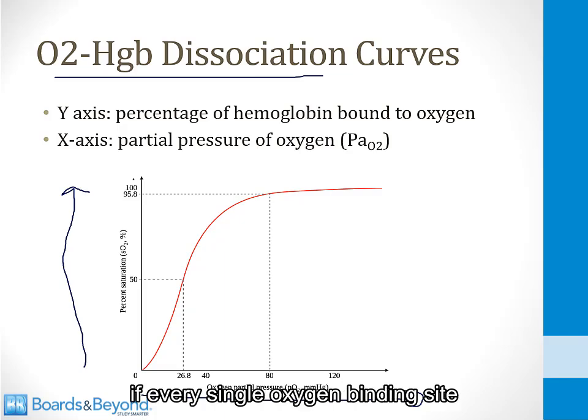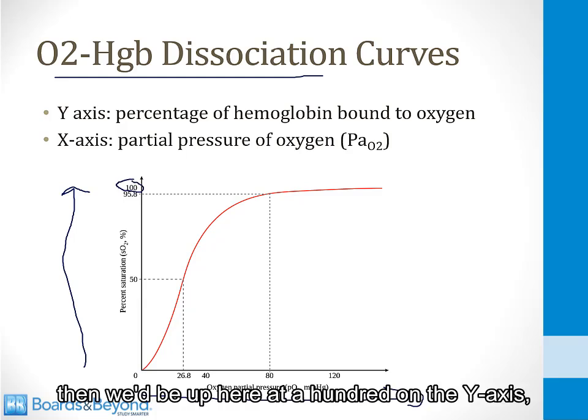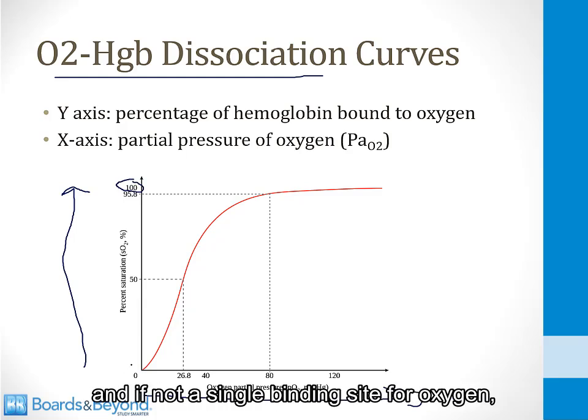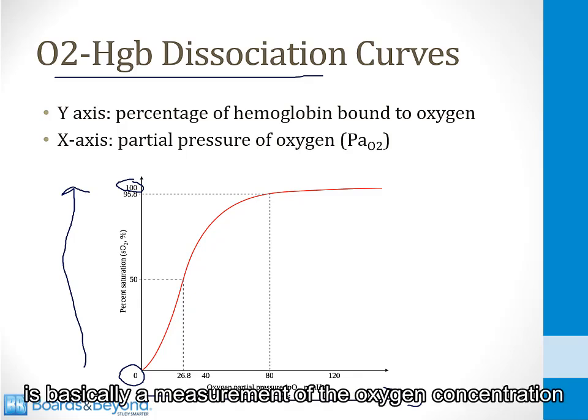So for example, if every single oxygen binding site was filled with a molecule of oxygen, then we'd be up here at 100 on the y-axis. And if not a single binding site for oxygen were filled with an oxygen molecule, we'd be down here at 0. And remember, the partial pressure of oxygen is basically a measurement of the oxygen concentration in the bloodstream.